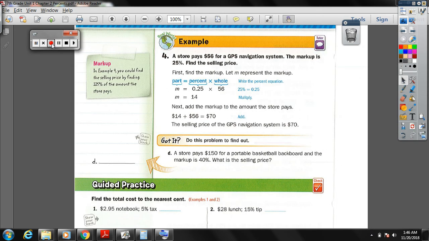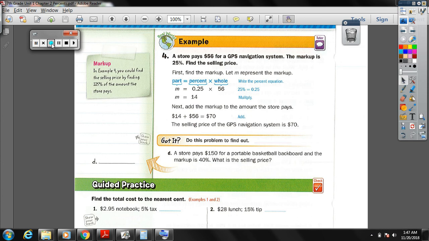So next, we look at our last example. We have example 4, and this is going over markup: the idea of what a store will pay for an item, the markup percent that they are going to charge, and then we find the selling price. So a store pays $150 for a portable basketball backboard, and the markup is 40%. What is the selling price? This is for part D.